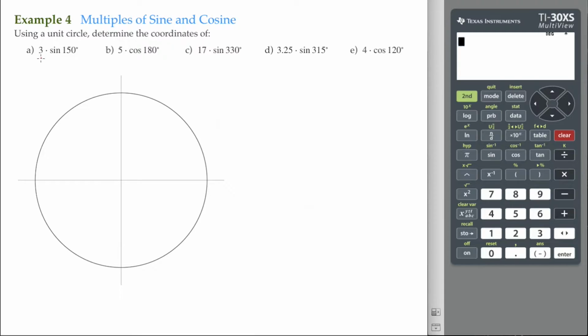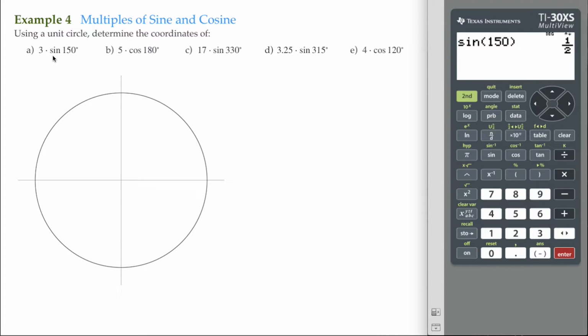So for this first problem here, A, it says 3 times the sine of 150 degrees. So on my calculator, I'm just going to type in the sine of 150 degrees. Again, I use the TI-30 calculator. My sine key is right here. So I'm going to type in the sine of 150 degrees. Always close off that parenthesis. So the sine of 150 degrees, that's 1/2.